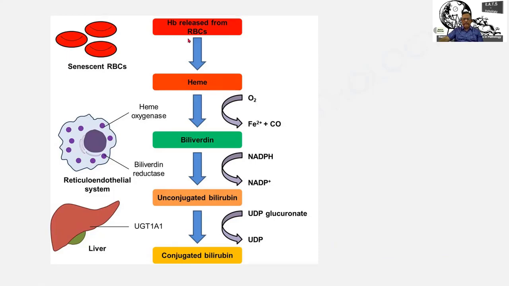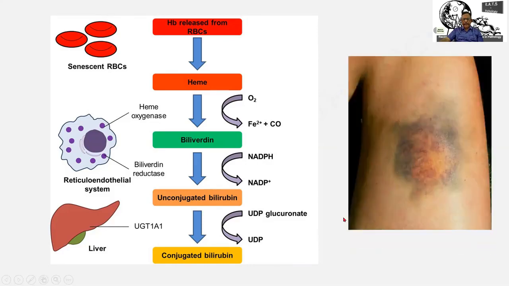So the hemoglobin is released from the RBCs, which are old or damaged because of hemolysis, and you get a pigment called heme. The heme is converted to biliverdin by means of heme oxygenase. Biliverdin is again converted to unconjugated bilirubin by means of biliverdin reductase. It undergoes a conjugation, and then there is a conjugated bilirubin. You can see the colors here also. There is a red color, a green color, and then a yellow color. Very beautifully depicted in this flow diagram. And that is why you get this play of colors. I hope you people are able to put things together.